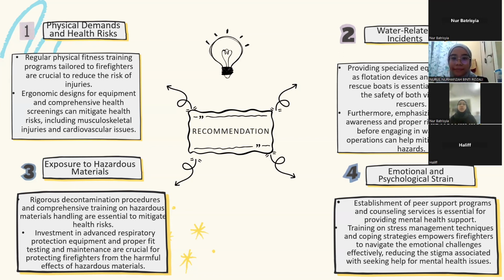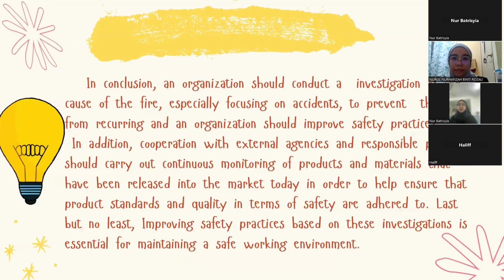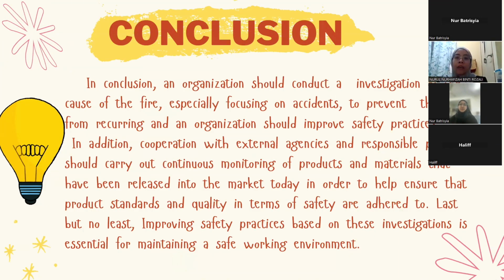Lastly, we will go to the conclusion. I will pass to Hafiza. Thank you, Batri. In conclusion, an organization should conduct an investigation of the cause of the fire, especially focusing on accidents, to prevent them from recurring, and should improve safety practice. In addition, cooperation with external agencies and responsible parties should carry out continuous monitoring of products and materials released into the market today, to ensure that product standards and quality in terms of safety are adhered to. Last but not least, improved safety practice based on this investigation is essential for maintaining a safe working environment.